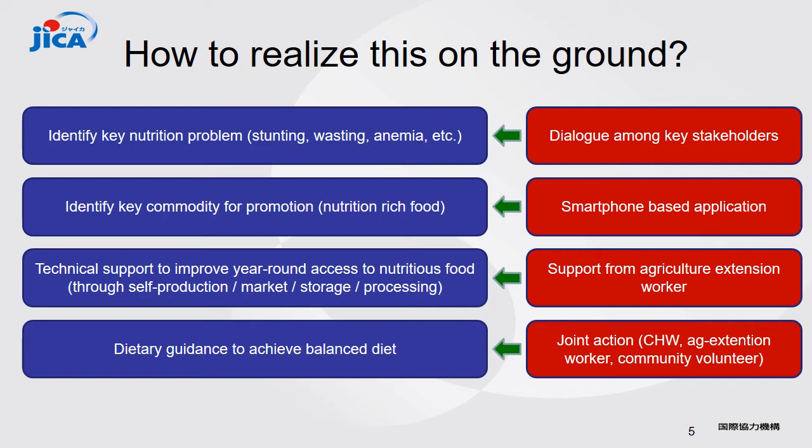After we agree on the key commodity, then technical support will follow to improve year-round access to nutritious food. This process is mainly conducted by the agriculture extension worker. And then the final step is dietary guidance to achieve a balanced diet. This is primarily done by a community health worker, supported by the agriculture extension worker for access to nutritious food, and other members join.